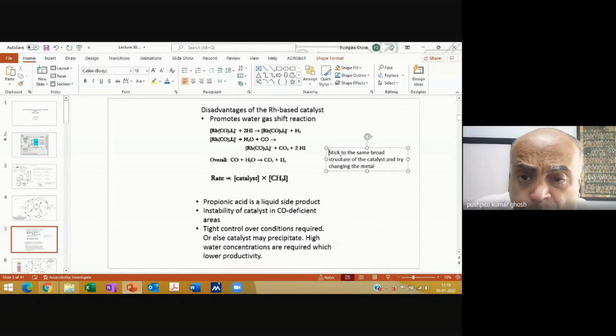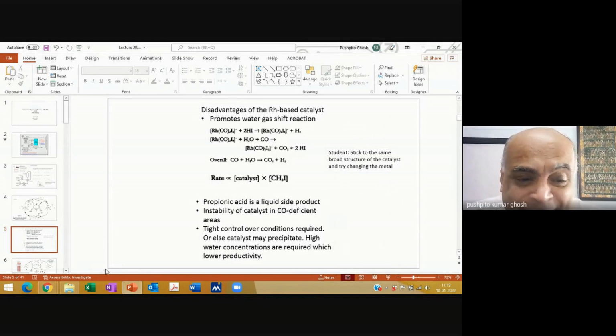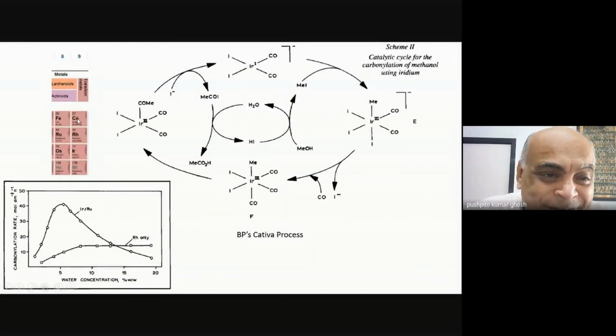And nobody knew actually what will happen, and that's exactly what was done. So what happened was, just like we saw how Haber cleverly found osmium in place of iron, and later on the Japanese did excellent work on ruthenium catalyst for ammonia. So if you look at this, you've got cobalt, rhodium, iridium in this group. So it's not so unusual to try and play around.